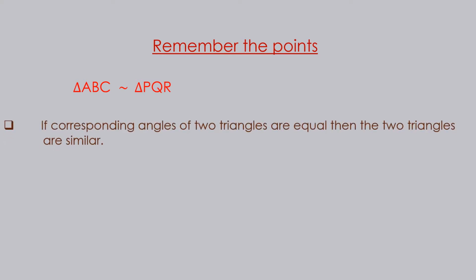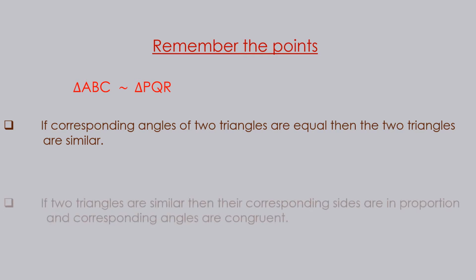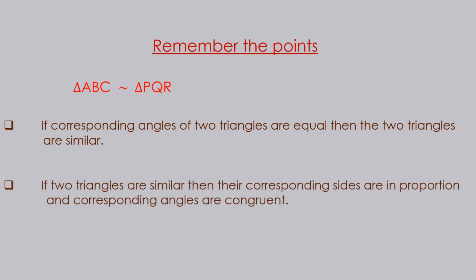Remember the points. Triangle ABC similar to triangle PQR. These are the similarity conditions. First one, if corresponding angles of two triangles are equal, then the two triangles are similar. Second one, if two triangles are similar, then their corresponding sides are in proportion and corresponding angles are congruent.